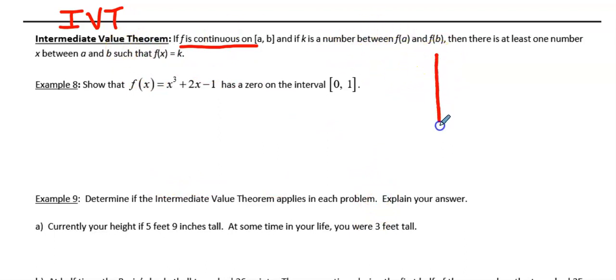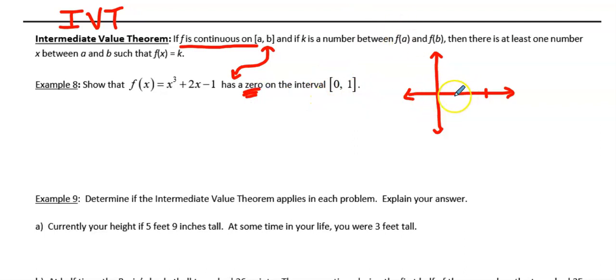So let's look at example number 8 first and foremost, and it says that I want to show that my function f of x, and it's a cubic function, and I don't know exactly what this graph looks like. I know it's a positive cubic function, so I know its end behavior is going to look something like this. I know that the y-intercept's at -1, but that's really all that I know right now. I don't know if it's going to go like this or way out like this, so I want to show that it's going to have a 0 on the interval from 0 to 1.